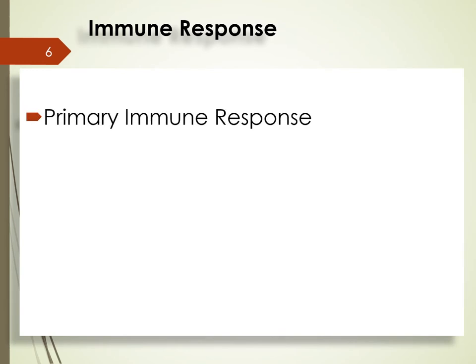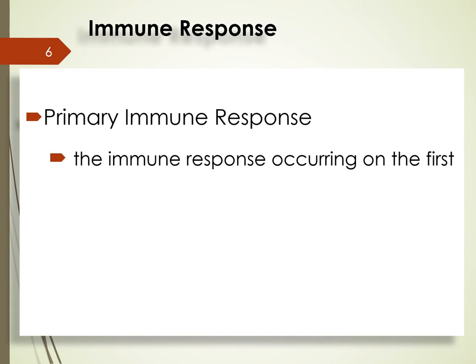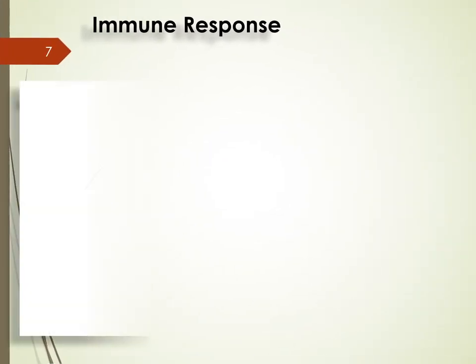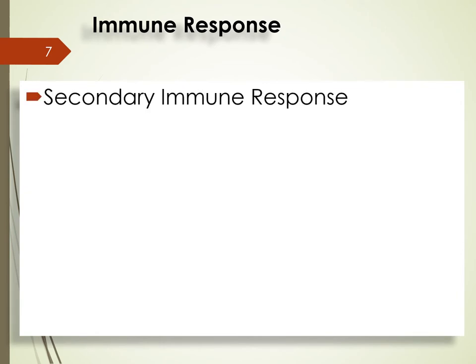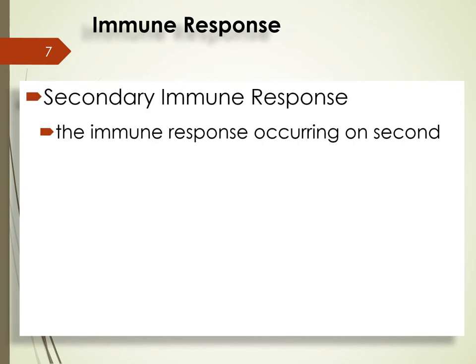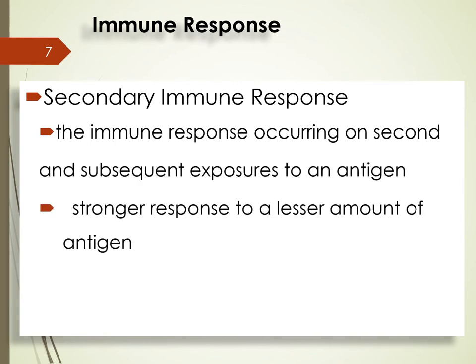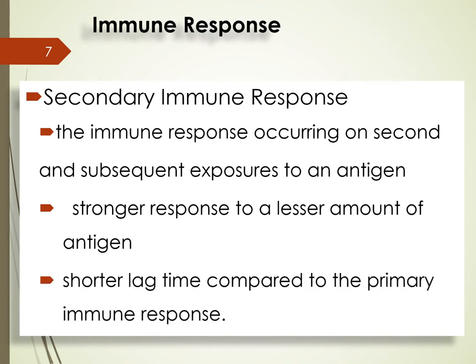So there are two types of immune response. The primary immune response is the immune response occurring for the first time. On first exposure to the antigen, specific antibodies appear in the blood after a multiple day latent period. The secondary immune response is the immune response occurring on the second and subsequent exposures to an antigen. With this response, there's a stronger response to a lesser amount of antigen, and of course, there will be a shorter lag time compared to the primary immune response.